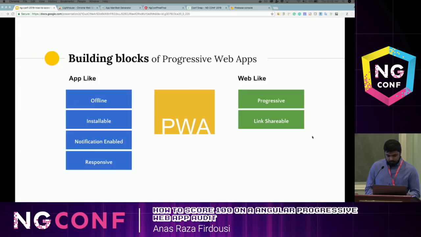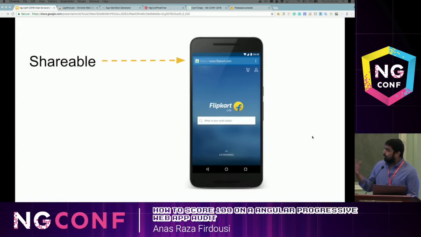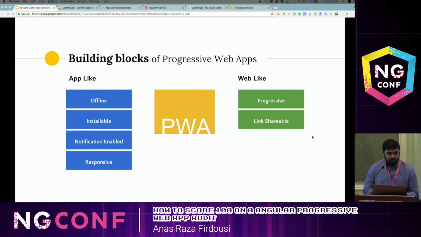Alrighty, and the next thing was, yes, every traditional web application is shareable through a link, right? Mobile apps do not have a link to share. So this is what it takes from the progressiveness of a web application. These are some of the bare minimum characteristics it takes from mobile as well as web, and then it works amazing.